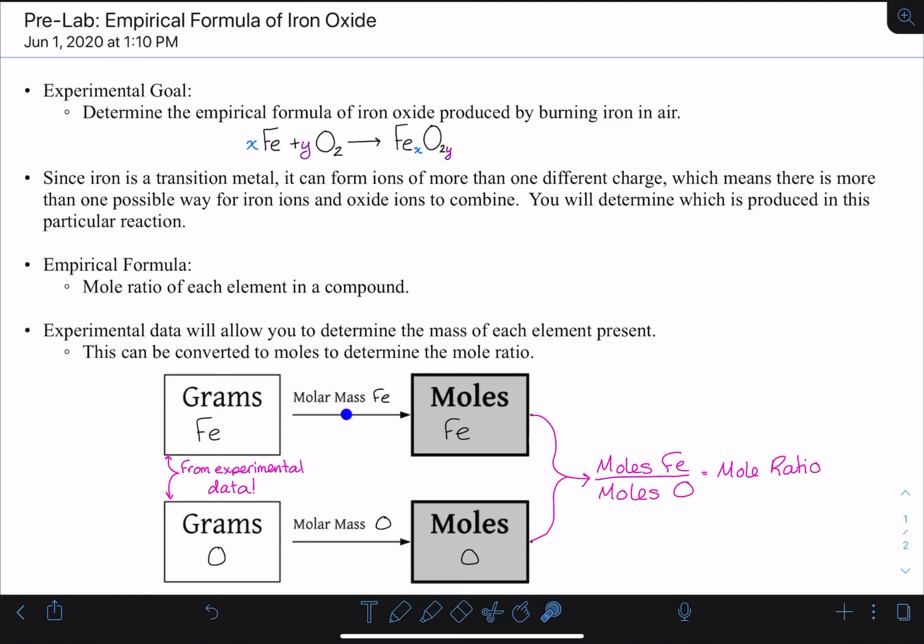And then using the molar masses of those two elements, you're able to convert grams of iron into moles of iron, grams of oxygen into moles of oxygen. And then once you have those two numbers of moles, you can find the ratio between them. And that ratio is going to tell you the subscripts in your empirical formula.